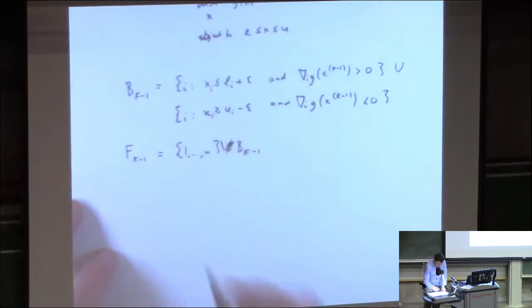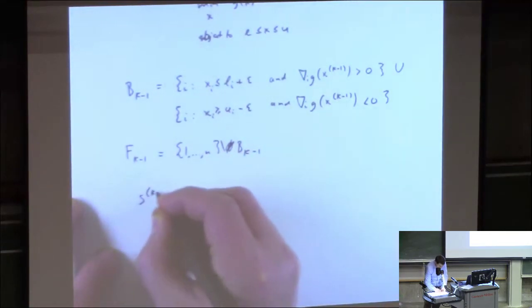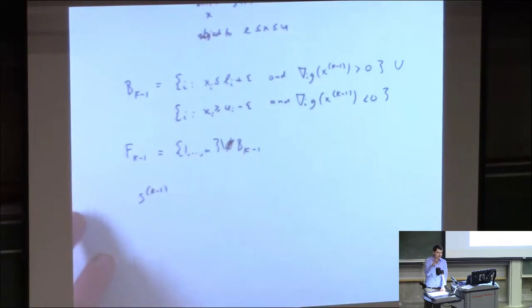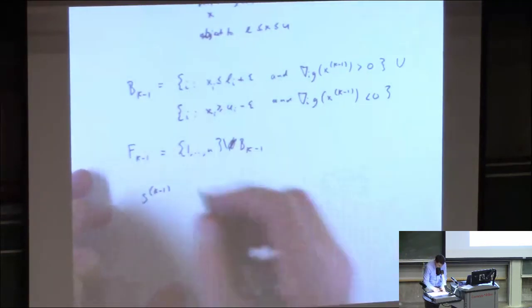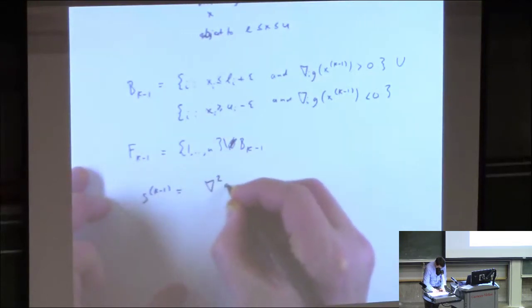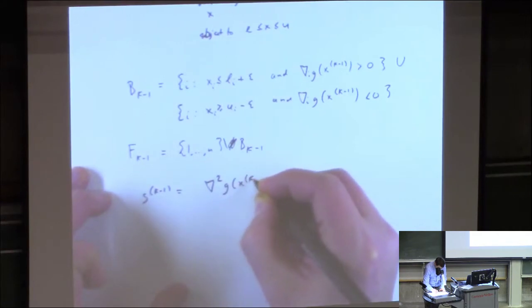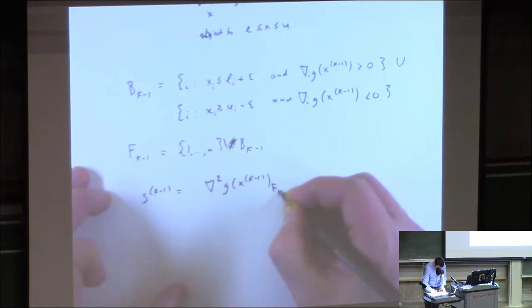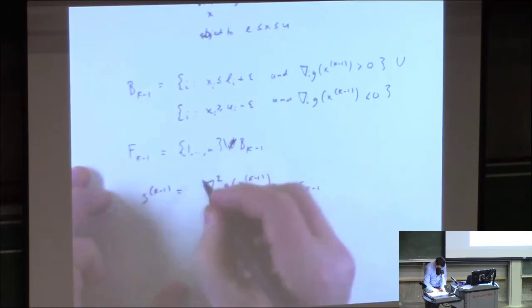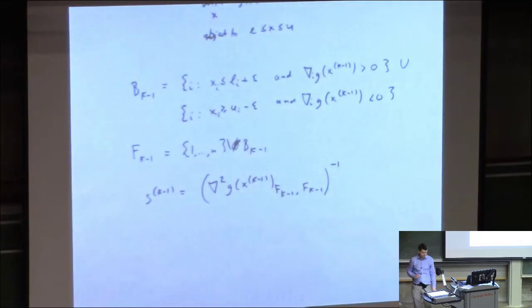So what we do then is form this matrix called S, which is the inverse of the Hessian evaluated only at those entries in the free set. Basically, I'm going to take a step in the variables in the free set, but I'm only going to take the Newton step, the intelligent step, in those free variables. So I'm only updating the free variables. That corresponds to the Hessian at x_{k-1}, only the entries in the free set, and this whole thing I'm going to invert. This takes the rows and columns according to the free variables.